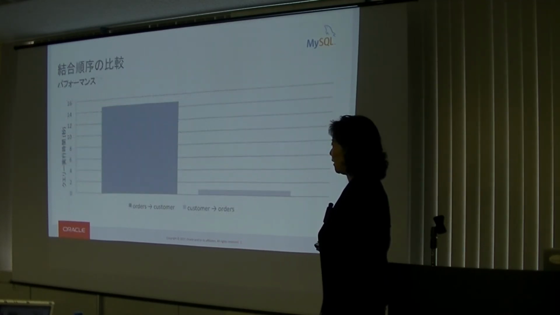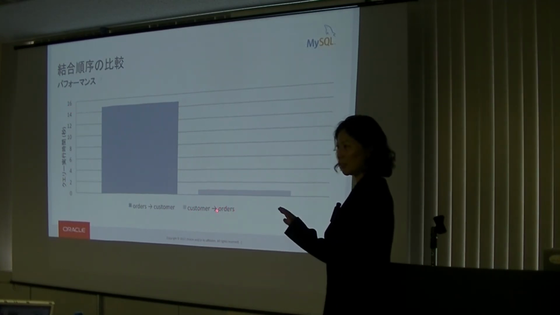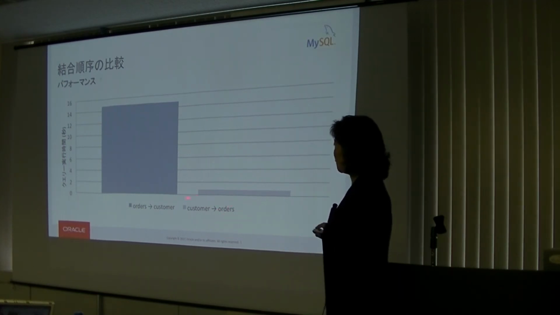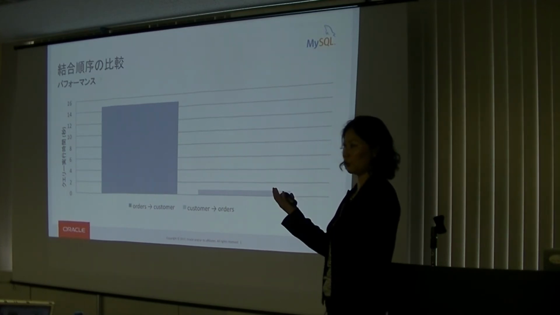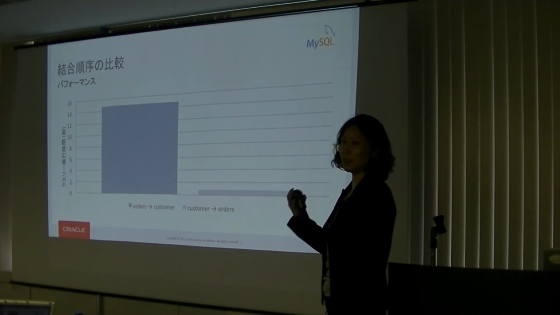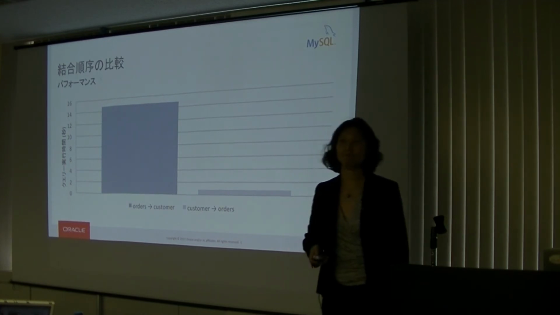And what's the performance gain? In the first case, without the histogram, we join orders to customers. The response time is 15 seconds. And if you do customers to orders, exactly the same query, the response time is down to 1 second. It's just because the optimizer has chosen a different join order. And it chose that order because it has more statistics.